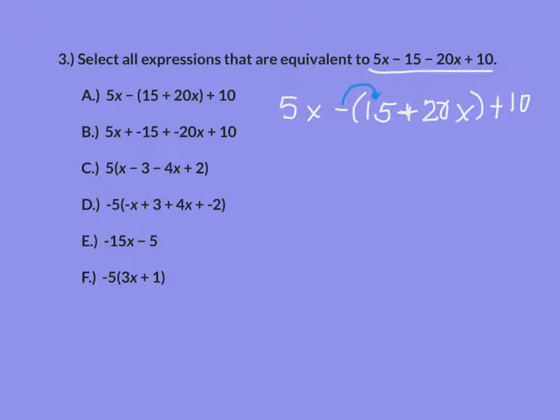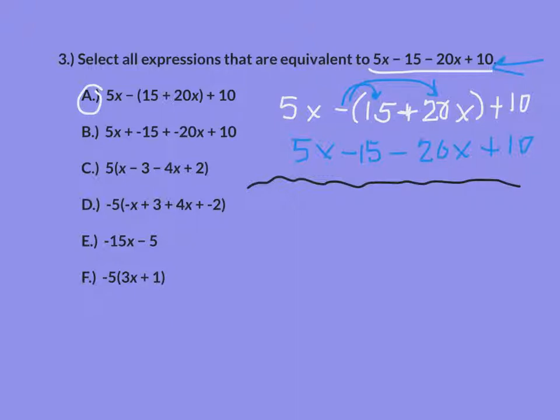It's the minus, or the negative, that gets distributed to these. So that would be 5x minus 15. Distribute that to the next one and it's minus 20x plus 10. So 5x minus 15 minus 20x plus 10. Look at that, that is exactly what A is. I took A and turned it into that. So A works. Okay, next we have B. B says 5.